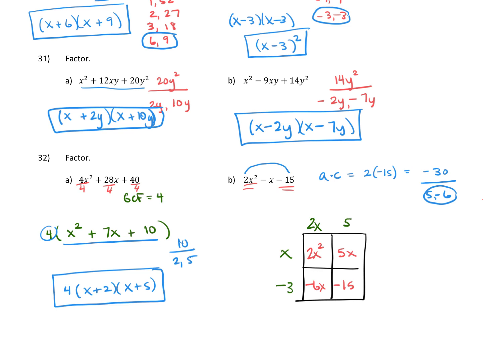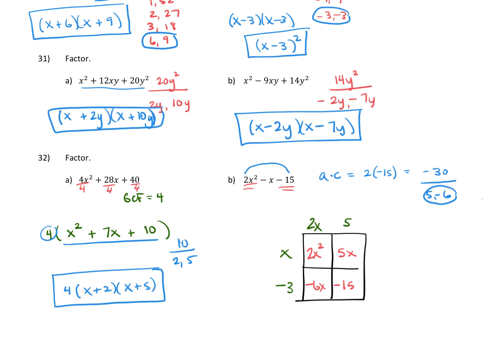Now, let's just double check our signs and make sure that this all fits. Sometimes we have to adjust our signs after we factor out all these GCFs. So, is 2x times x 2x squared? That is, so we know that these are positive. We're not going to change those. Is a positive 5 times x this positive 5x? So that looks good. How about this 2x times this negative 3? Is that a negative 6x? That is, so that looks good. And then 5 times negative 3, is that negative 15? That is.